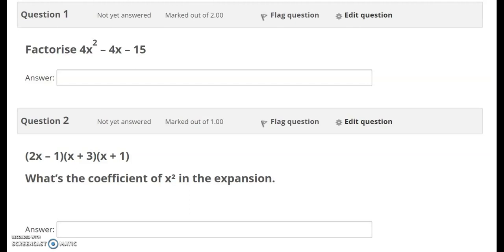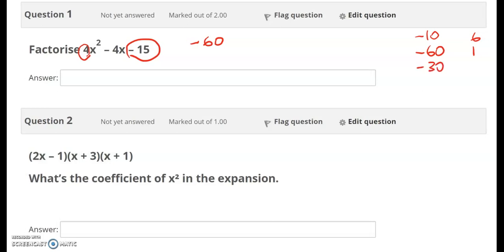I'd multiply the coefficient in front of x squared with the last term. So 4 times minus 15, which is minus 60. So we'll look for factors that multiply to give us minus 60. That could be minus 10 times 6, for example, or minus 6 times 10. It could be minus 60 times 1, or minus 1 times 60. Could be minus 30 times 2, or minus 2 times 30, and so on.